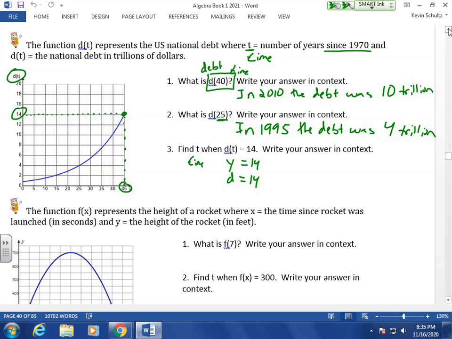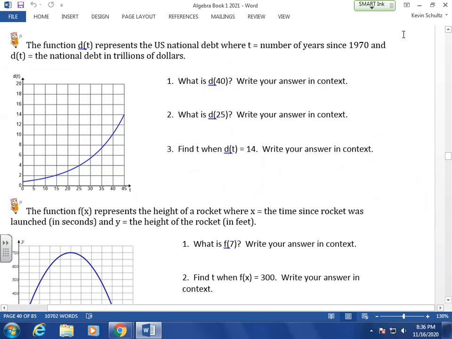45 years since 1970, which is 2015. So the debt was 14 trillion in 2015. Okay? That's how this is used in graphing form. Let's look at the next one here.